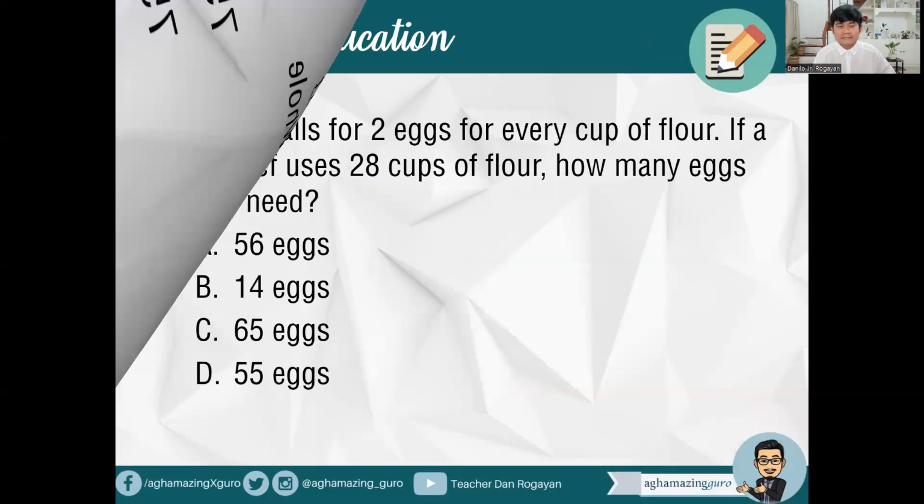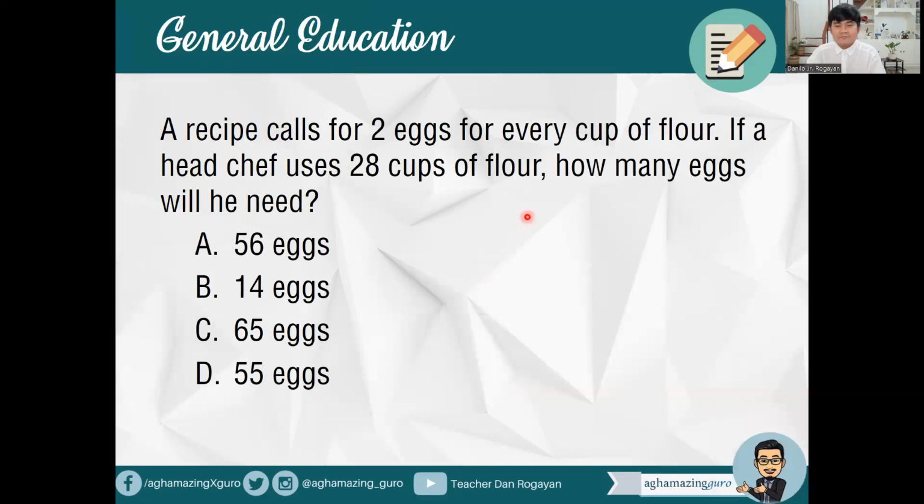Right? So next, a recipe calls for 2 eggs for every cup of flour. If the head chef uses 28 cups of flour, how many eggs will he need? So this is ratio and proportion. A, 56 eggs. B, 14 eggs. C, 65 eggs. D, 55 eggs. Ratio and proportion. So what's the answer here? Future LPTs, the answer here is, of course, 56 eggs.